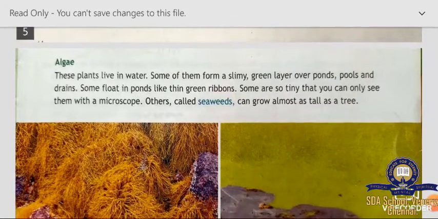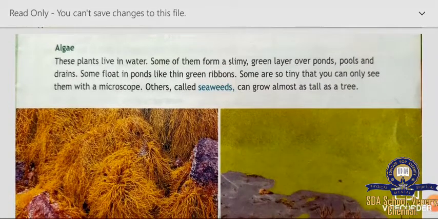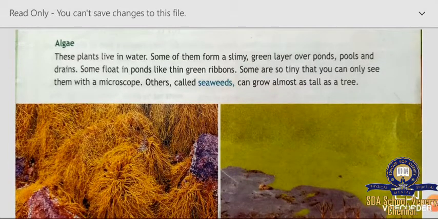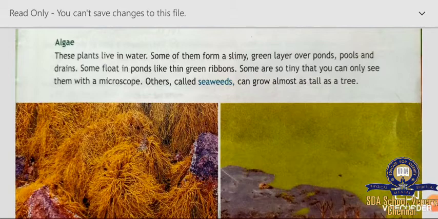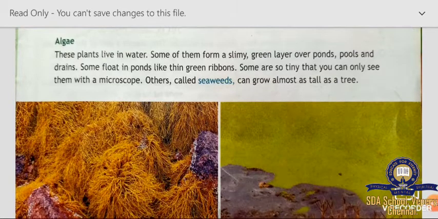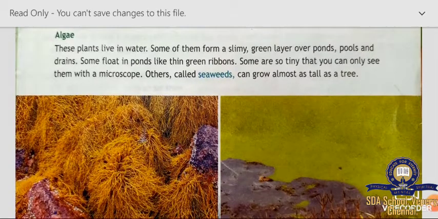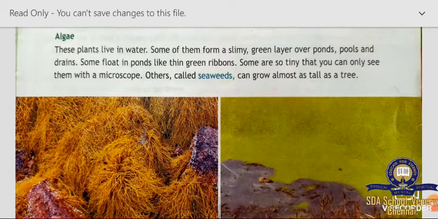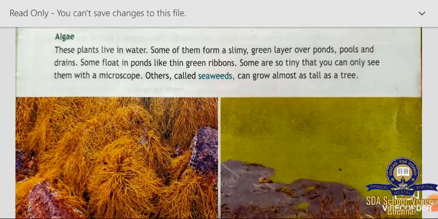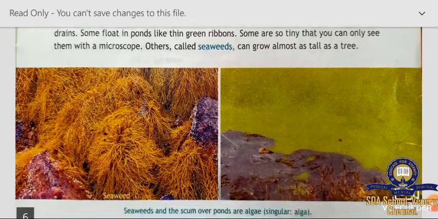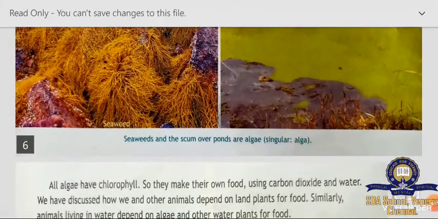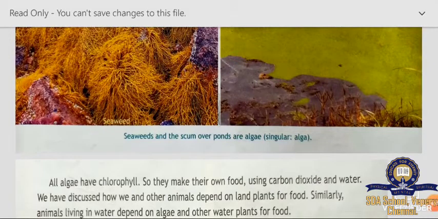Here we can see the plants which are in the water. Algae. These plants live in water. Some of them form a slimy green layer over ponds. You can see in the right side of the picture over the ponds, pools and drains. Some float in ponds like thin green ribbons. Some are so tiny that you can only see them with a microscope. Others called seaweeds can grow almost as tall as a tree. You can see the picture here, left side seaweeds and the scum over ponds are algae.